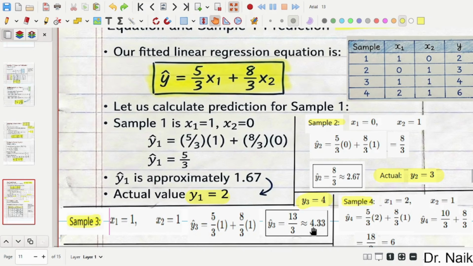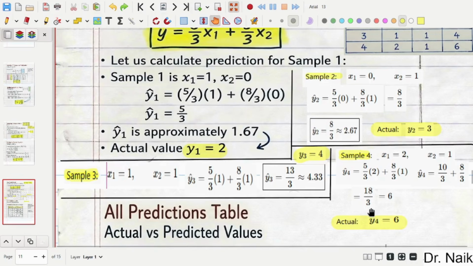So y hat is 4.33, but actually given to us is a 4. Similarly, calculate for sample 4. x1 is 2 and x2 is 1. So after substitution it becomes 5 by 3 multiplied by 2 plus 8 by 3 multiplied by 1. So it is 10 by 3 plus 8 by 3, that is 18 by 3, which is 6. We predict it as a 6, and our actual value given to us is also 6.